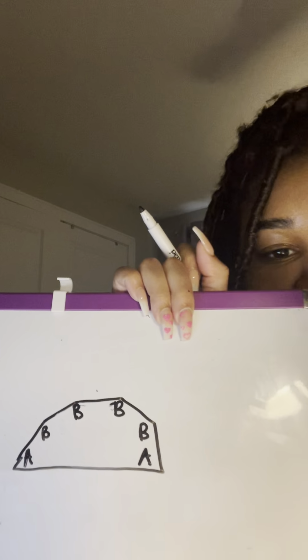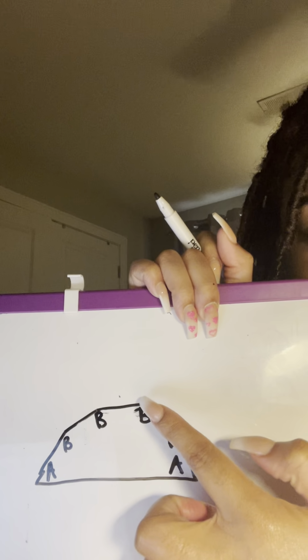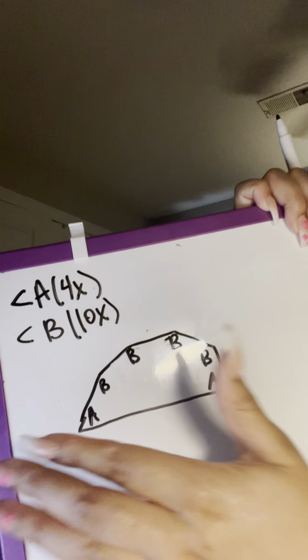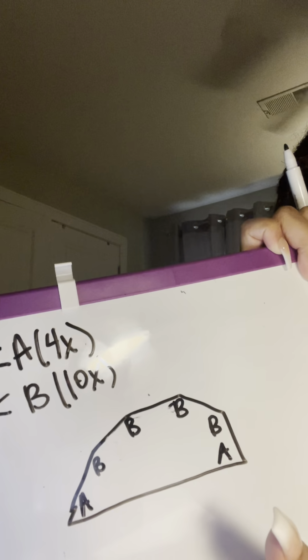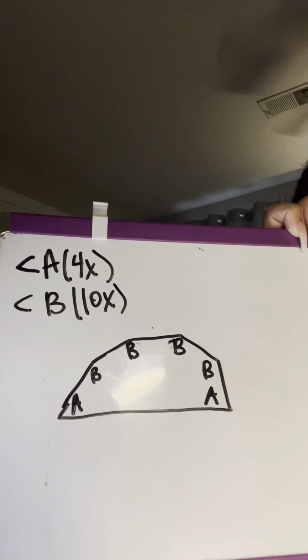Okay, so this is our polygon that we're going to be talking about today. Mine is not perfect, but it's still doable. So this is our polygon. We have A, B, B, B, B, A. Okay? And then the actual question is A, 4x, B, 10x. Okay, so these are our actual numbers. These are going to be the problem that we solve for today. Very simple, starting off at first.